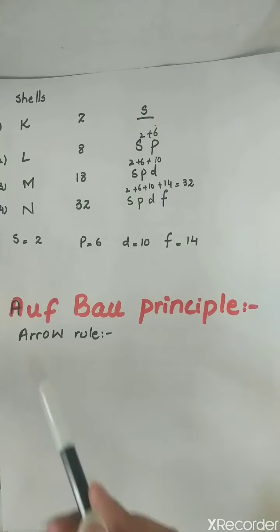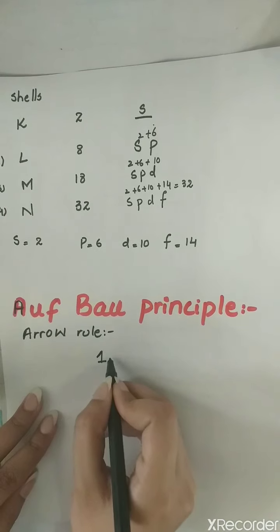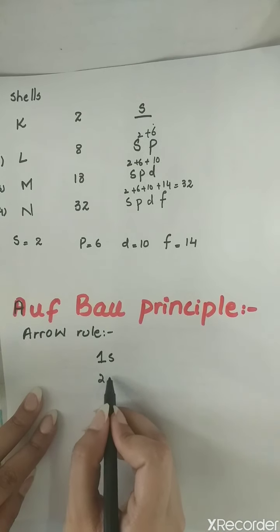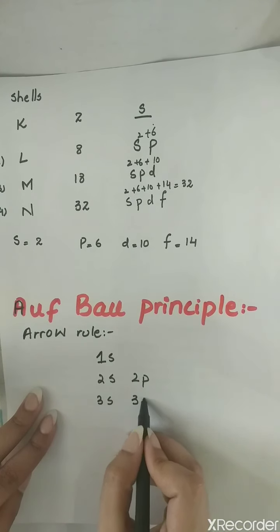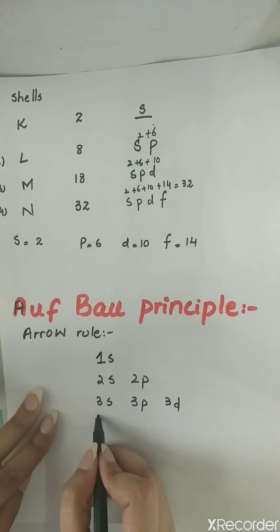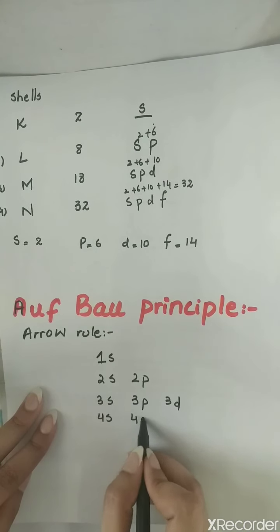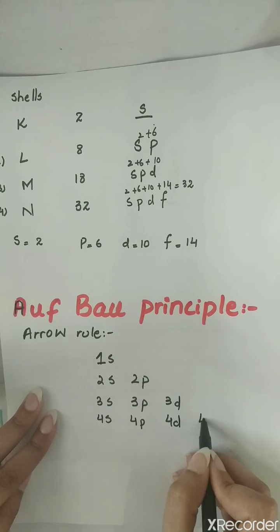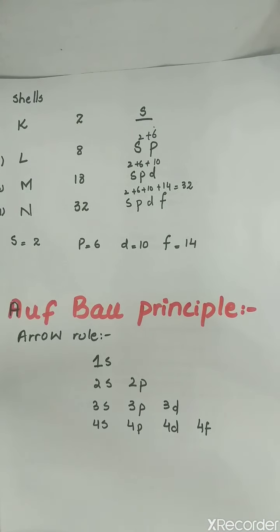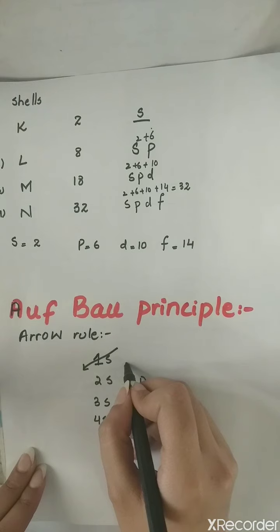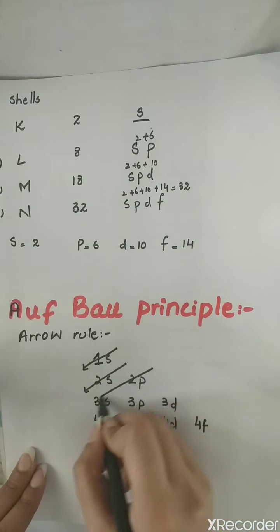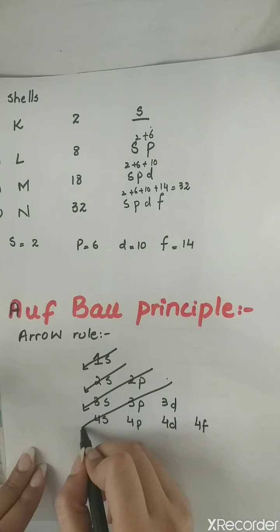Aufbau principle is also called the arrow rule, and let me show you how you are going to draw it. First you are going to write 1s, then 2s, 2p, 3s, 3p, 3d, then 4s, 4p, 4d and 4f. Now we are going to draw the arrows starting from the right. Here one arrow, then come again here and again from the right, like this, like this.